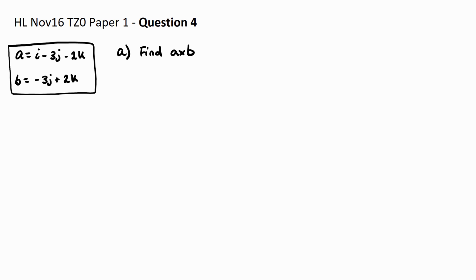Question 4, part A. We have two vectors, vector A and vector B, and in part A it says find the cross product. Now there's a few ways to do this. The mark scheme will usually just tell you the answer, so it's not very helpful if you don't know how to solve it. So I'm just going to show you how to solve it using the matrix method, which I think is a pretty easy method.